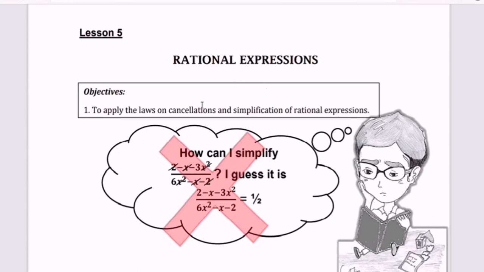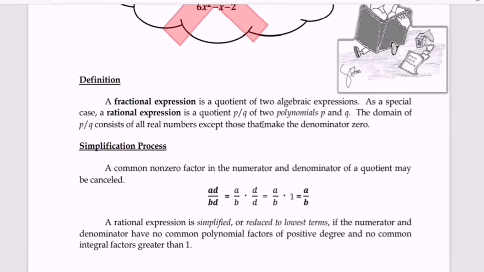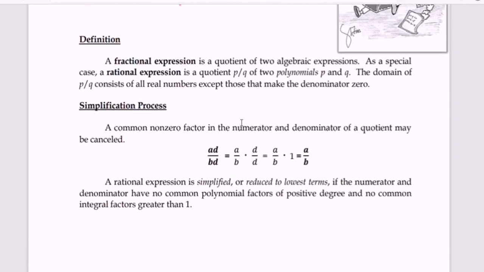The topic that we will be discussing today is about rational expressions. Our main objective is to apply the laws of cancellation and simplification of rational expressions. The main definition is what we call a fractional expression, which is a quotient of two algebraic expressions. As a special case, a rational expression is a quotient p over q of two polynomials p and q. The domain of p over q consists of all real numbers except those that make the denominator 0.